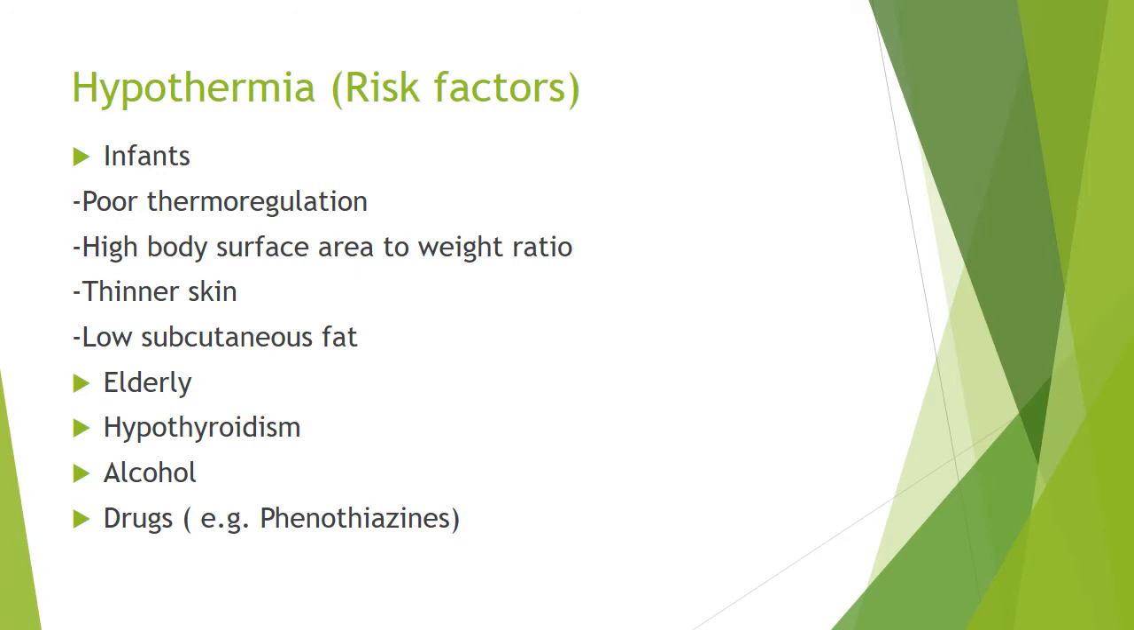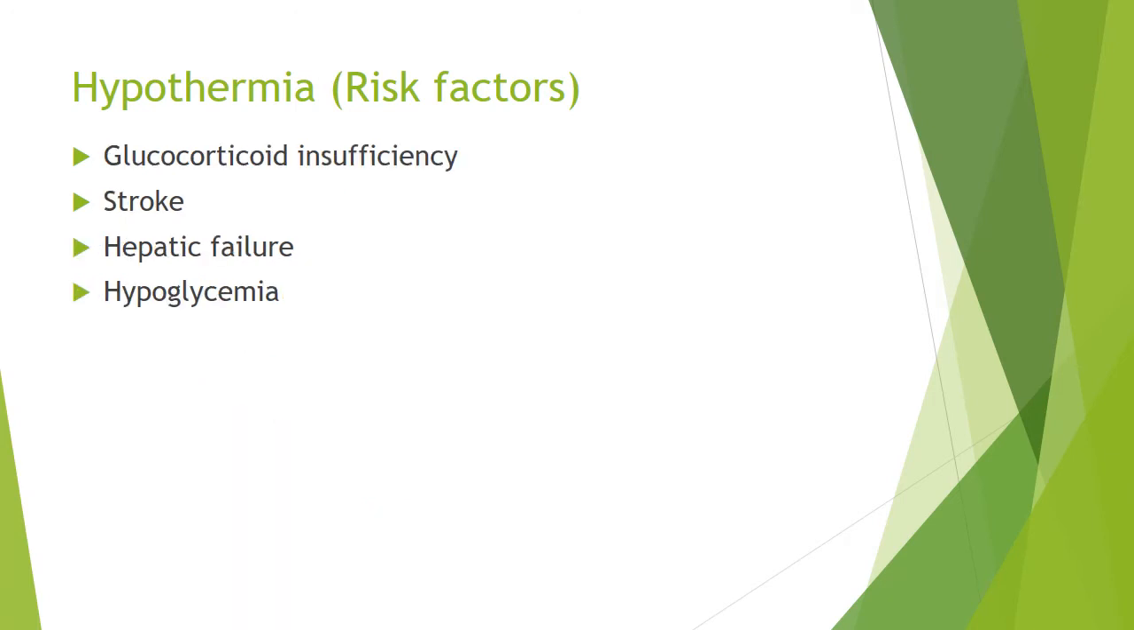So, what are the risk factors for hypothermia, especially in infants? Infants are high risk for hypothermia because they have poor thermoregulatory mechanisms. There is a high body surface to weight ratio, thinner skin, and they have low subcutaneous fat. Other risk factors are the elderly, hypothyroidism, alcohol, and drugs like phenothiazines, glucocorticoid insufficiency, stroke, hepatic failure, and hypoglycemia.